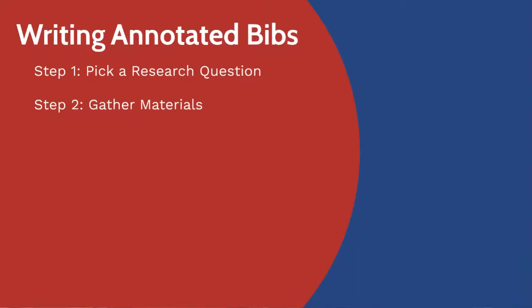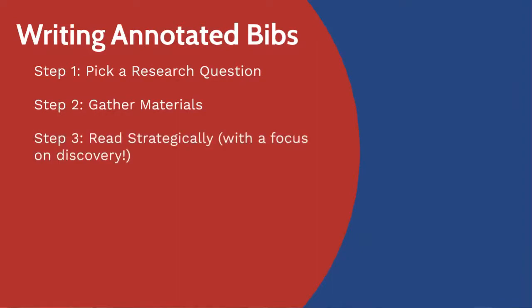So we have a research question picked out about, is it feasible to pay college athletes? Next, we're going to go onto the library databases or Google Scholar. And if those don't work, we're going to go to just Google itself, and we're going to gather our materials through some strategic searching. Step 3 is reading strategically.